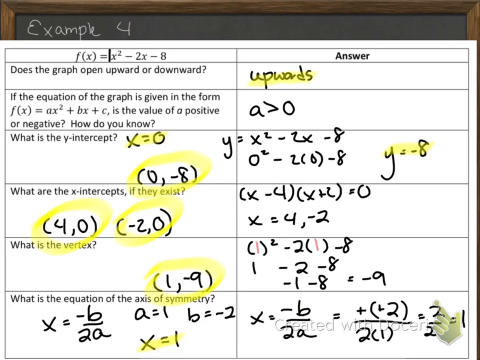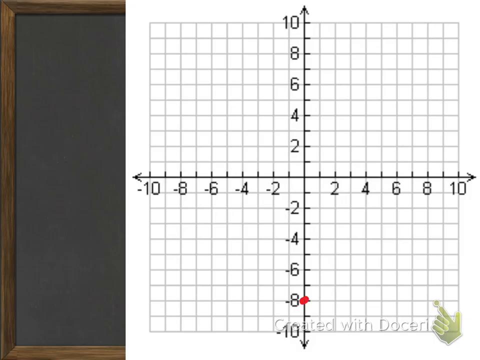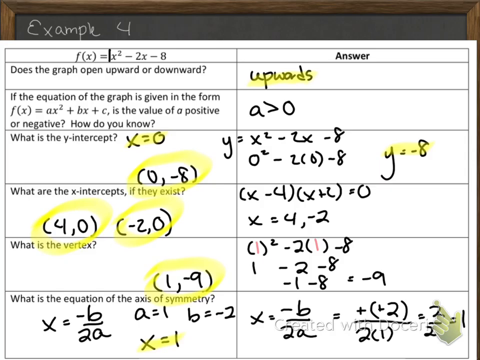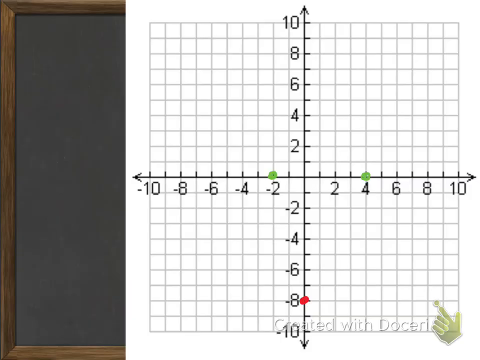That's right here. Okay, my two x-intercepts, so that was my y-intercept. My x-intercepts are (4, 0). So (4, 0) is right here. And (-2, 0) is right there. Okay, my vertex is (1, -9). So (1, -9) is right here.